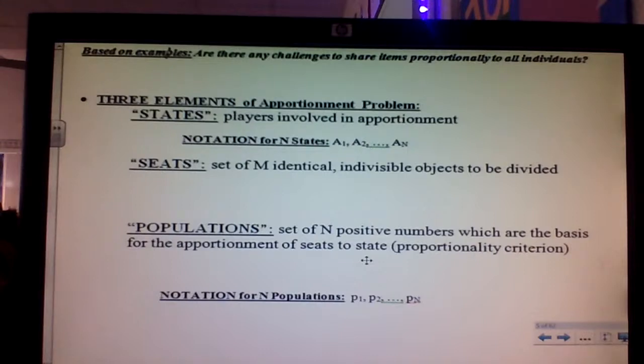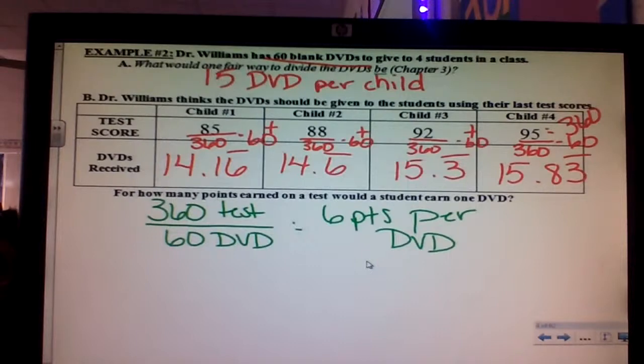Okay. So, taking a look at this, are there any challenges to sharing items proportionally to all individuals? What is the problem with the answers that we've gotten so far? Decimals. If you look at example 2, we're giving away DVDs. I go, here's your 14, and here's your 0.16. Good luck with that. And then I go to Derek and say, here's your 14, and here's your 0.6 of a DVD. What good's that?